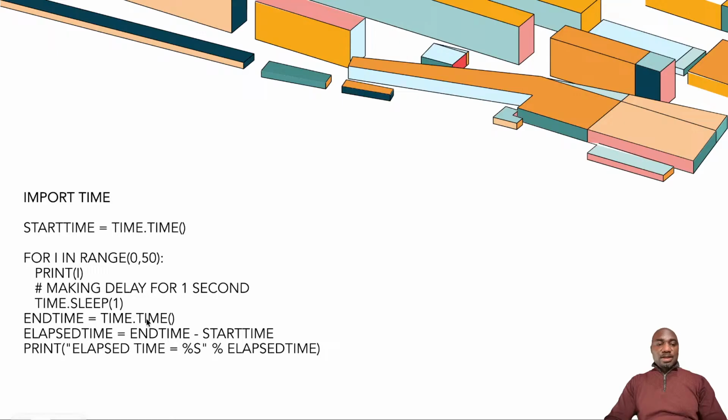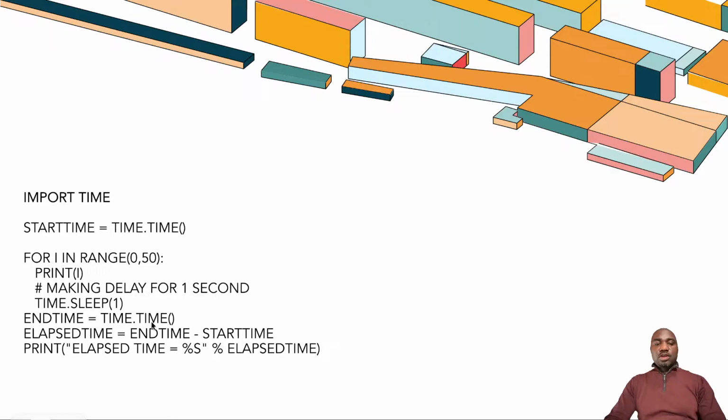End equals time.time. Elapsed time equals end time minus start time. So if I want to figure out what my elapsed time is, I can do end time minus start time. And then I can print elapsed time equals, not parentheses, that percentage sign or modulus s. Here you go, modulus elapsed time, right?